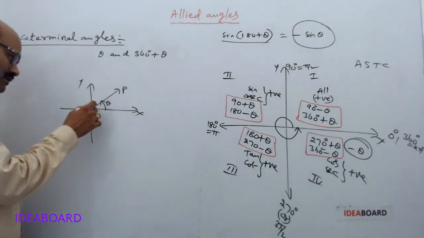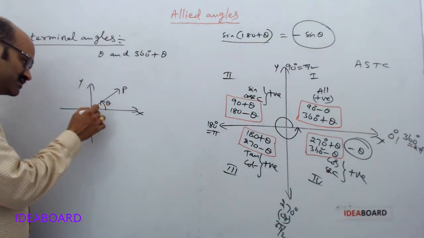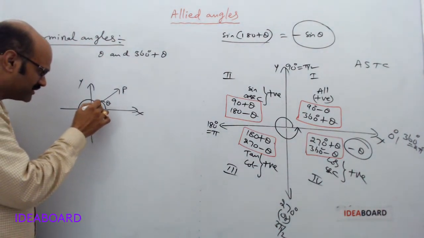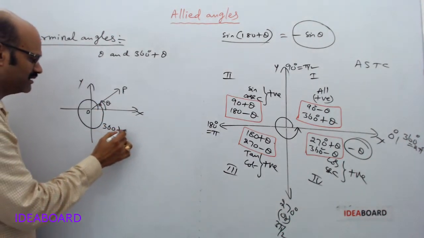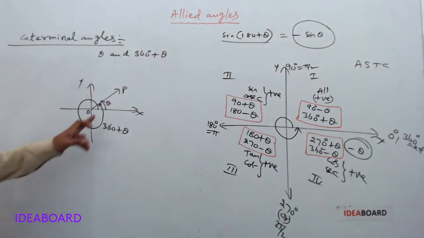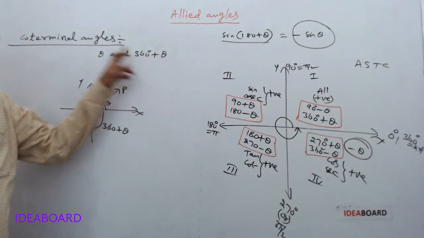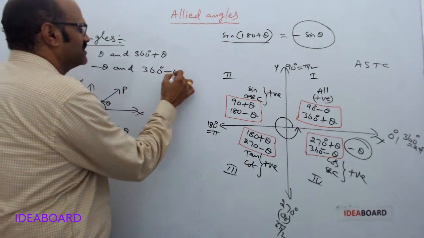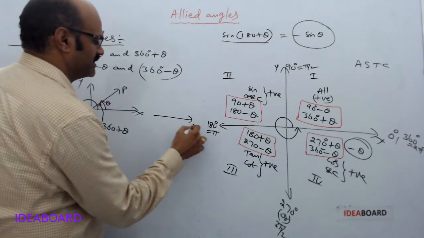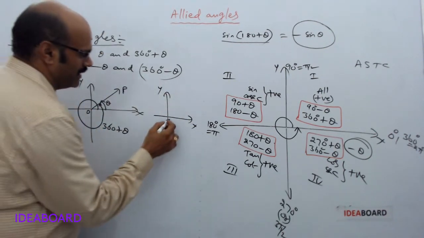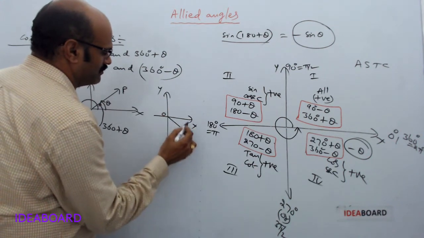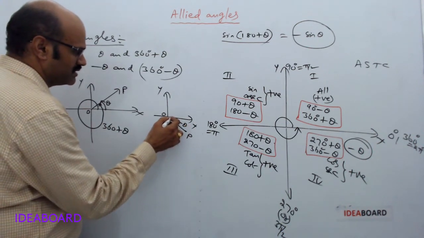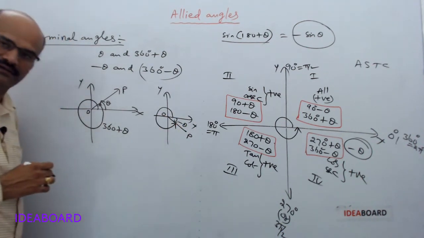Now if it starts here and completes one revolution, then it is 360. Then if it comes to this place, this is 360 plus theta. So theta and 360 plus theta are coterminal angles. Similarly, minus theta and 360 minus theta are also coterminal angles. This is the x-axis and this is the y-axis, and here we have OP, and this is minus theta, and this is 360 minus theta.